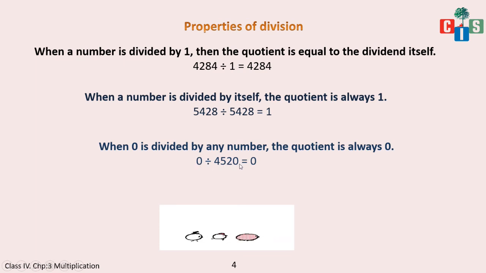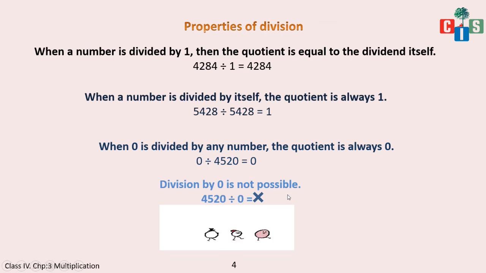Then the third property, we see that 0 is to be divided by 4520 and it will be 0. When 0 is divided by any number, the quotient is always 0. When a number is divided by 0, it doesn't exist. That is the fourth property: division by 0 is not possible. See the difference between the last two properties. 0 divided by 4520 is 0 and 4520 divided by 0 is not possible.